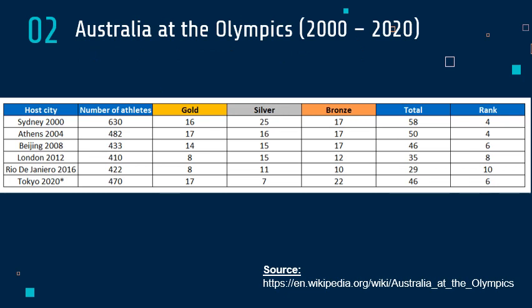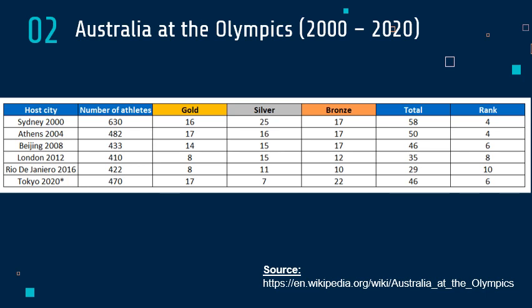Here we've got Australia at the Olympics. So this is Australia's performance at the Olympics for the last 20 years. And it covers off 6 Olympic Games, including Sydney 2000. Now this table actually has a lot of information in it.